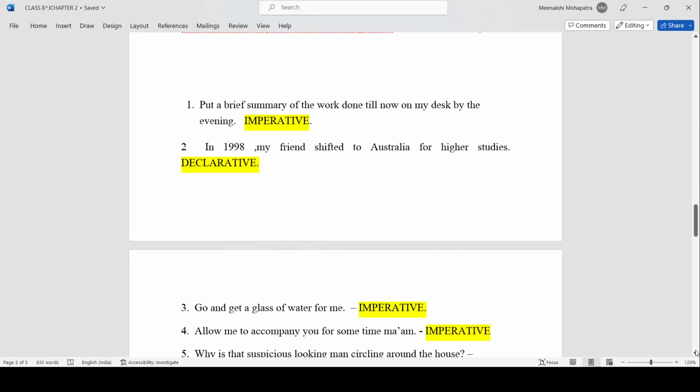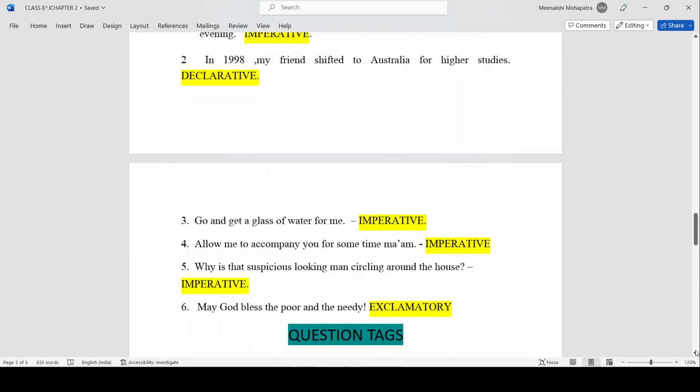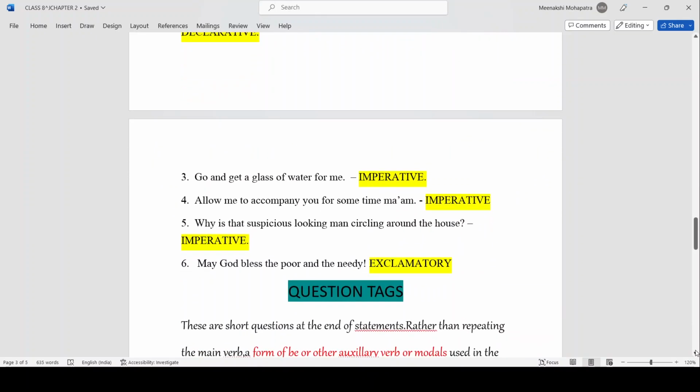Number 3. Go and get a glass of water for me. I'm ordering, so imperative. Number 4. Allow me to accompany you for some time, ma'am. Imperative. I'm requesting you. Number 5. Why is that suspicious looking man circling around the house? Question. Now, this is interrogative. Number 6. May God bless the poor and the needy. This is an exclamatory sentence.